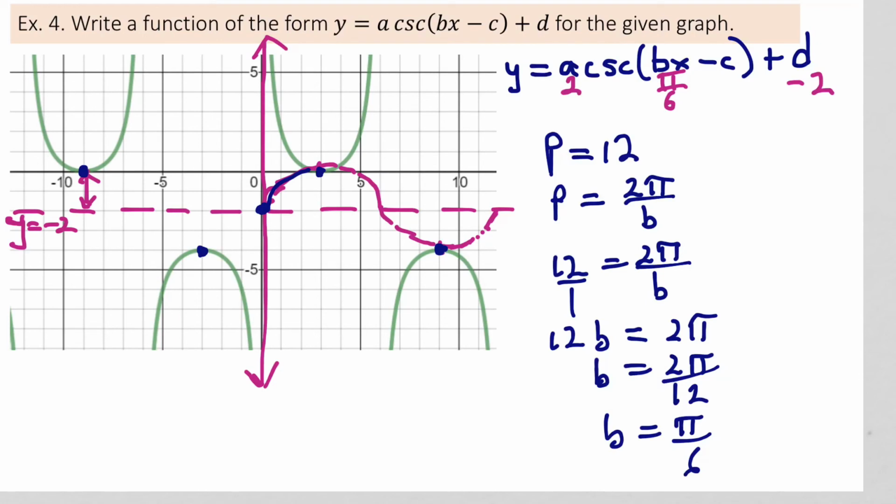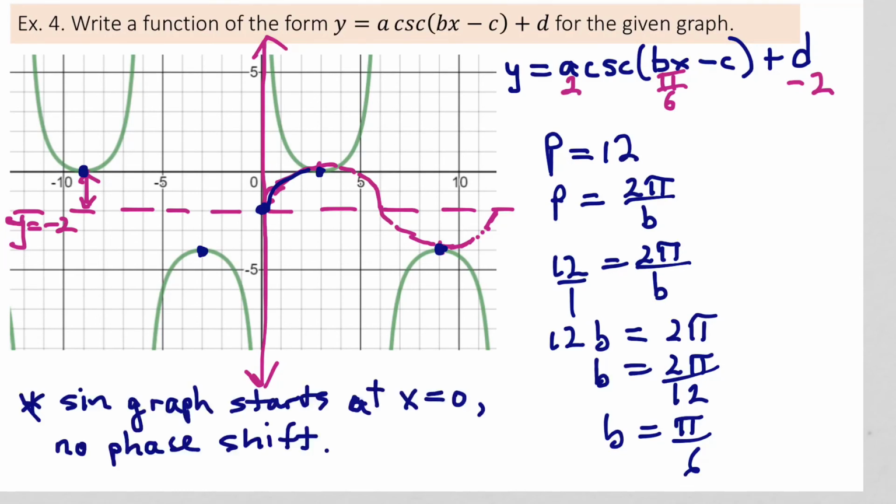All right, so there's no phase shift here, and let's make a note of how I knew that. So I said the sine graph starts at x is equal to 0, so that means there's no phase shift. So if there's no phase shift, then that means c is equal to 0. All right, so we have everything we need now. Let's go ahead and substitute into the equation.